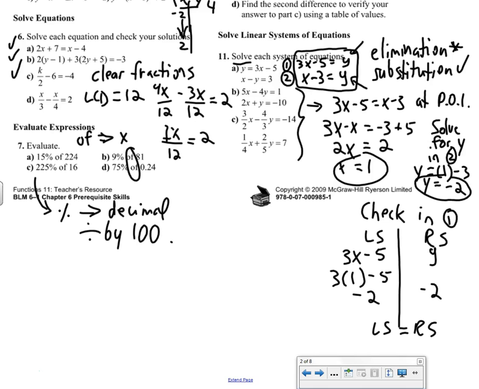That means that the point of intersection, which is the solution, is 1 for x, negative 2 for y. And we can confirm that if we were to graph this system, either on graph paper or graphing calculator.